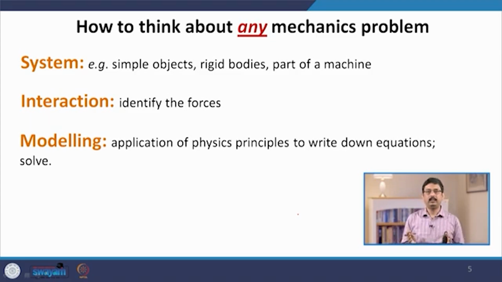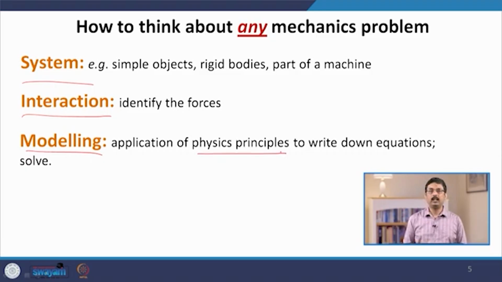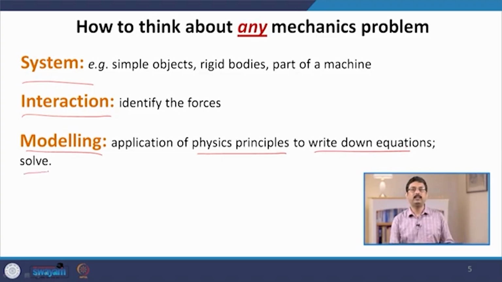So, this is our picture. We will divide the analysis into 3 different pieces. The first piece is system: you identify the system. The second piece is interaction: identify the forces. Then you do the modeling, which means applying the basic physics principles. You do not have to memorize formulas; instead you just remember the basic physics principles and write down equations. Once you have the equations, and you know the known and unknown quantities in the problem, you try to solve those equations. So, this is the scheme.